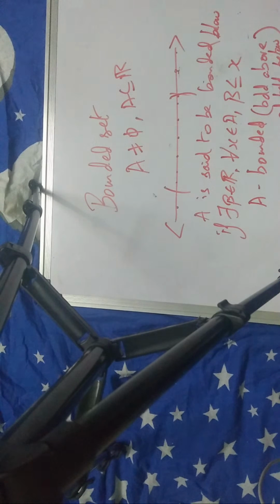So let us see a few subsets of R which are bounded above. We will try to find an upper bound. Then we will see what bounded below means. We will see a few examples and then move on to define the least upper bound and greatest lower bound.